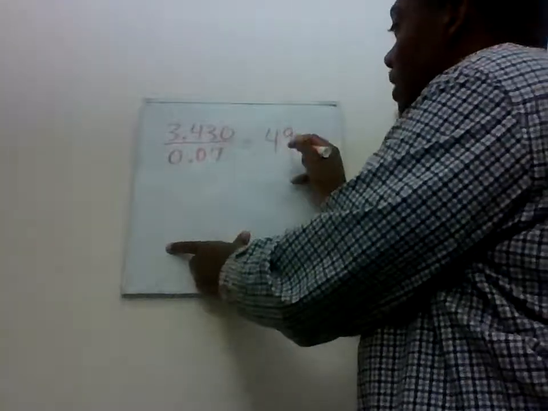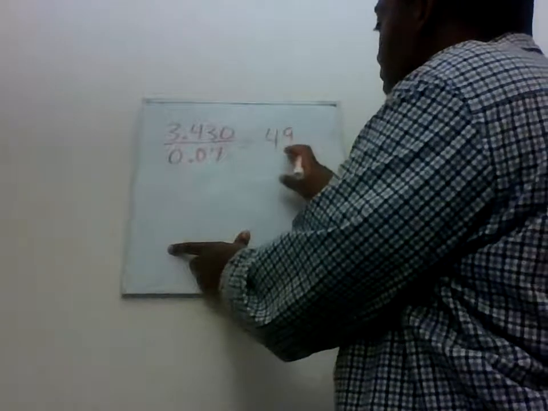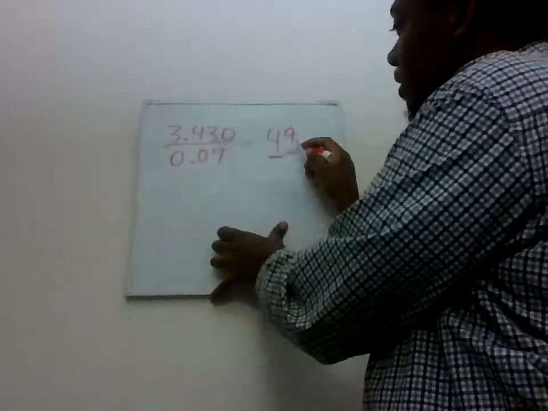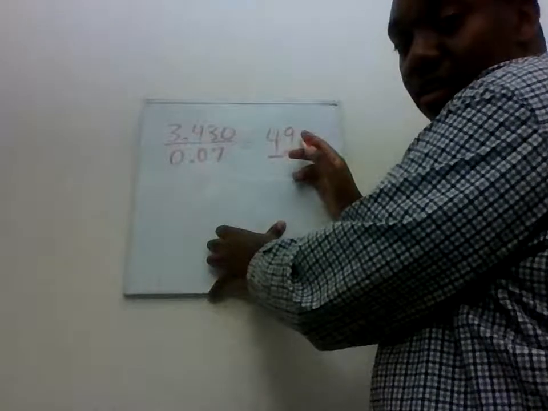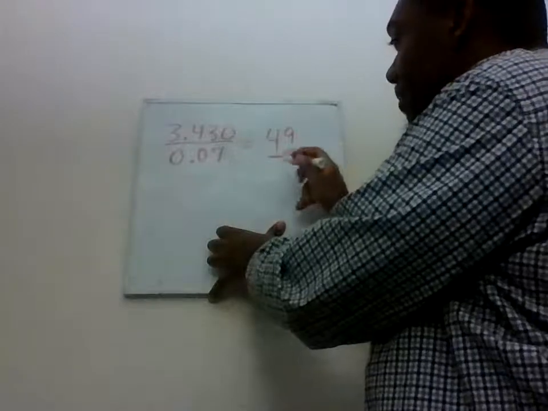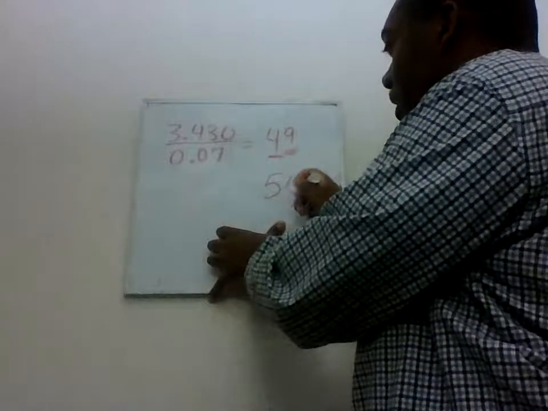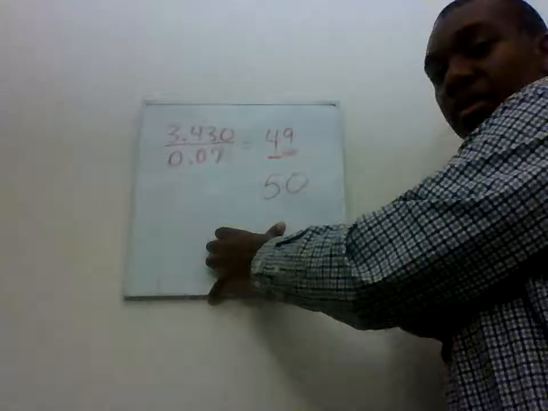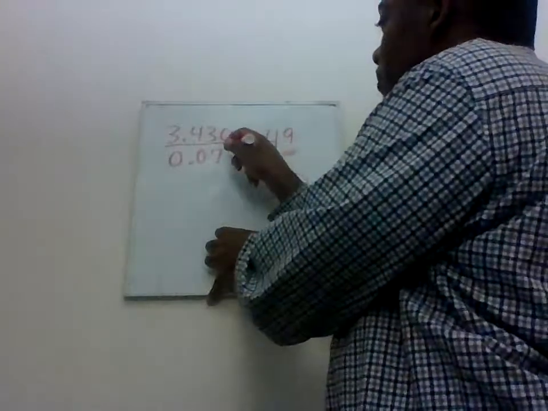So we need to round 49. Well, if I round 49, I go to the right of the 4, I get a 9. 9 is in the top half of our digits, so we round up, and this becomes 50. Okay, let's change something with this problem.